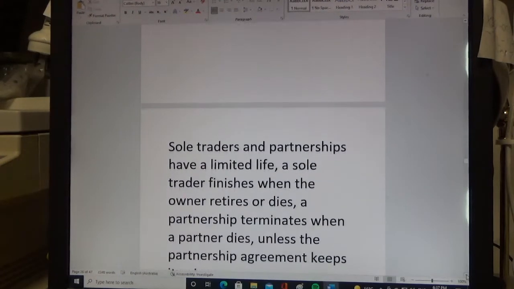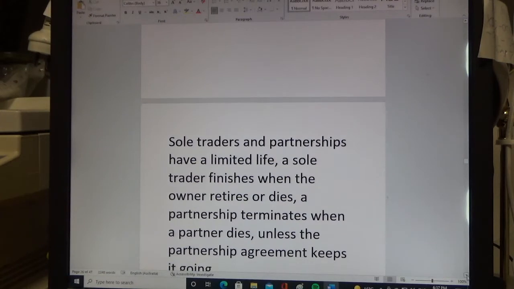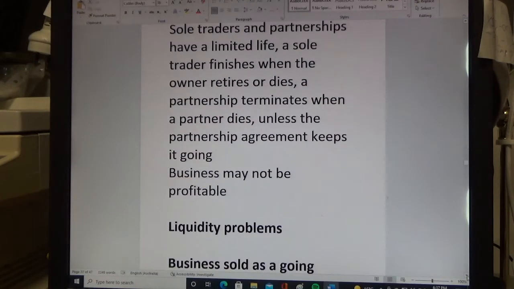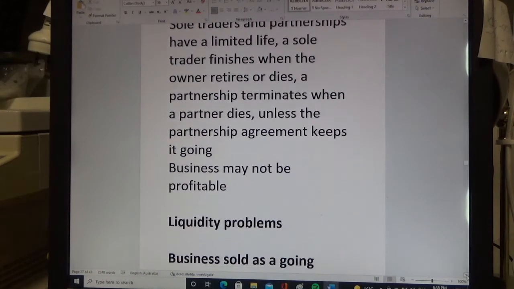So what are some reasons for partnership dissolution? Partnerships might have a limited life, even though they've been going for a long time, 100 years. Eventually, one partner might die or retire, and that sort of partnership would just have to cease. The accountant would have to come in. The partner's wife would hire an accountant to wind up the partnership.